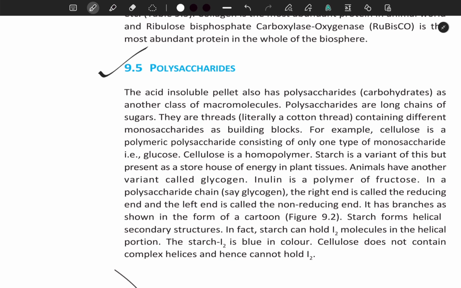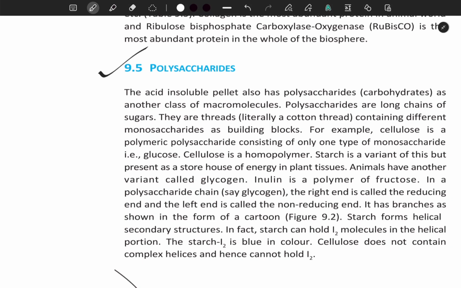Cellulose is a homopolymer. Starch is a variant of this but present as a storehouse of energy in plant tissues. Animals have another variant called glycogen. Inulin is a polymer of fructose. In a polysaccharide chain, say glycogen, the right end is called the reducing end and the left end is called the non-reducing end. It has branches, as shown in the form of a cartoon.